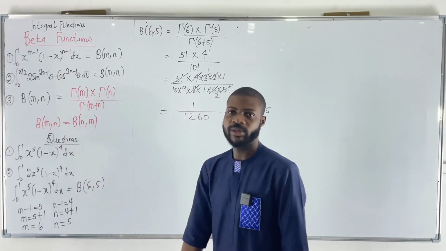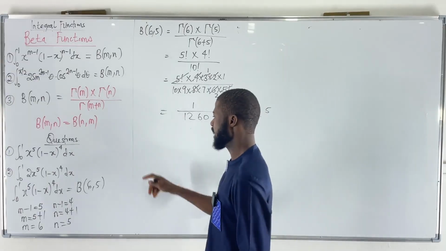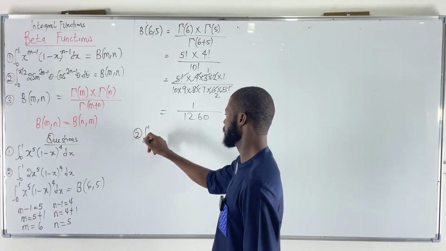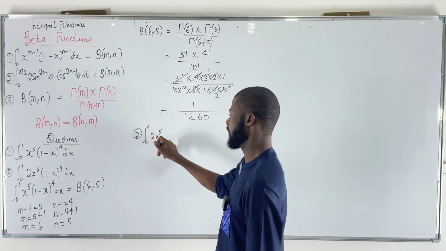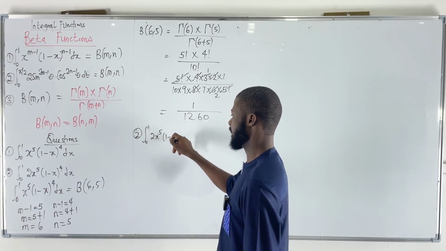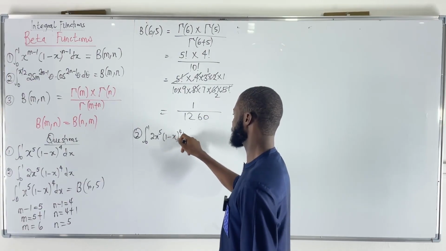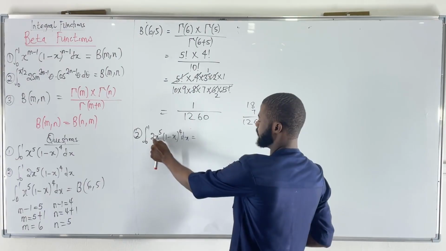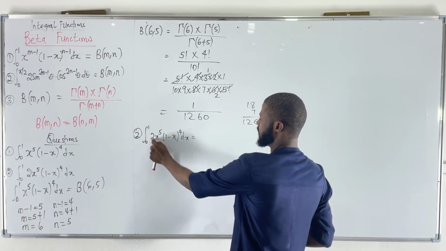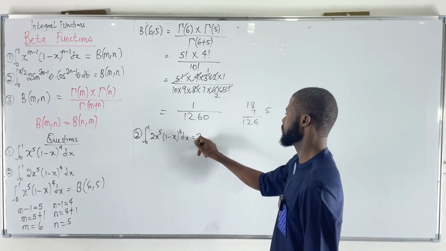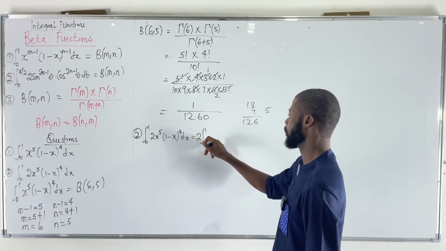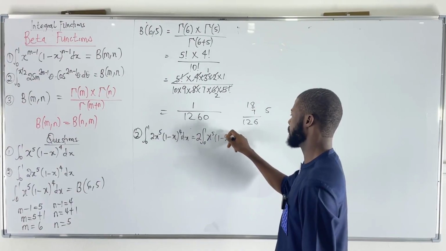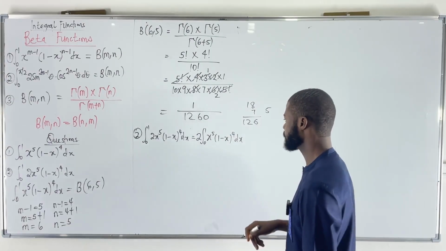Now, how about the second one? The second one is not difficult. Here it is. We have the integral from 0 to 1, 2x to the power of 5, 1 minus x to the power of 4 dx. Now, we already know that the 2 is a constant, so we can bring it outside. So this is 2 with the integral from 0 to 1, x to the power of 5, 1 minus x to the power of 4 dx.